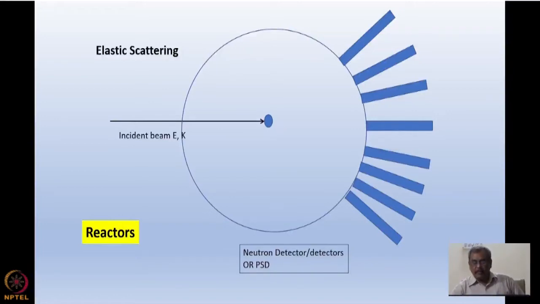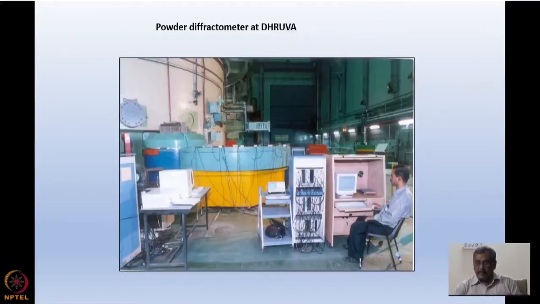Usually we will be in a planar geometry where either you have the end-on detectors taking data serially angle by angle, which was done earlier, or today we have position sensitive detectors where the neutron detected at a certain position gives the direction of the neutron scattering, because knowing the distance from the sample to the detector and knowing the resolution of the detector, we can tell exactly what is the position and what is the position resolution in the experimental setup. So with this, typically this is a powder diffractometer at Dhruva. I just show you the outside of the detector bank.